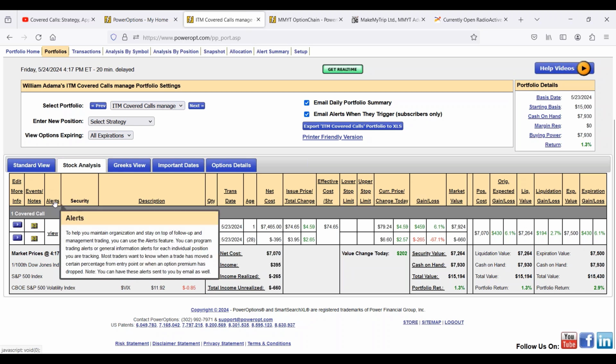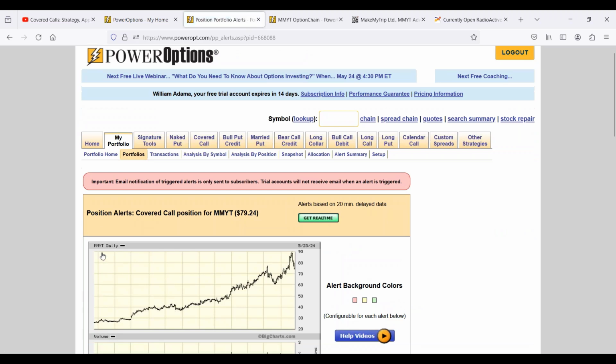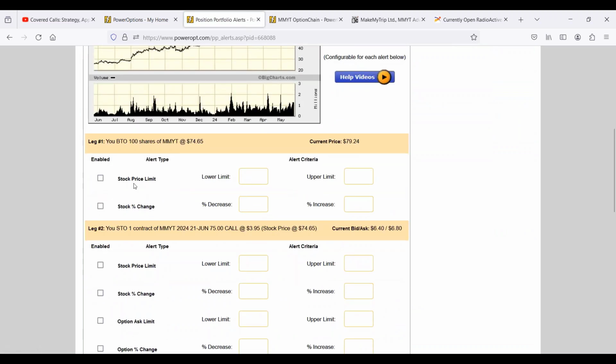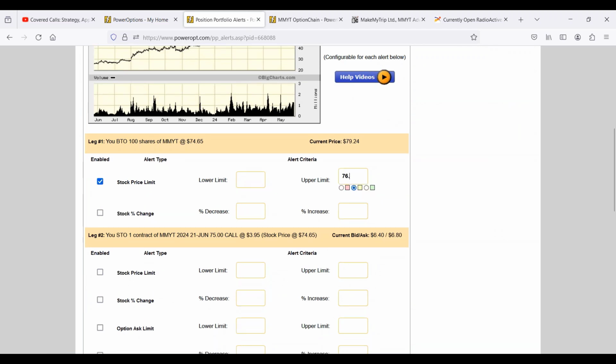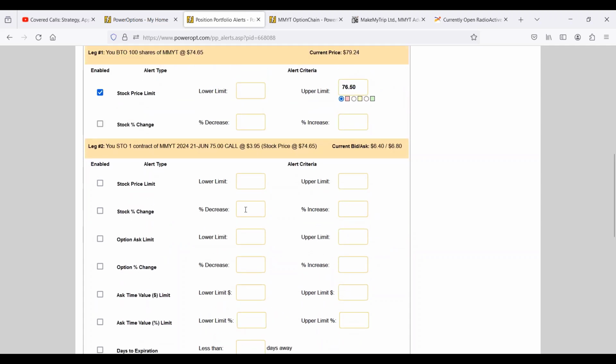Here in the portfolio, we have the alerts column. So when I entered this trade, I would have set various alerts. I want to be notified. Remember, we sold the 75 strike, so maybe if the stock hits 76.50 or $77, to me, that's a red warning. I'm going to look to roll the position up, adjust the position if possible. So I can put it there.